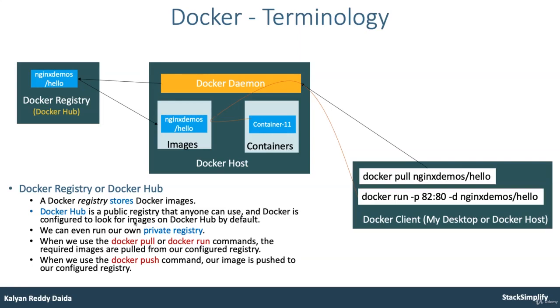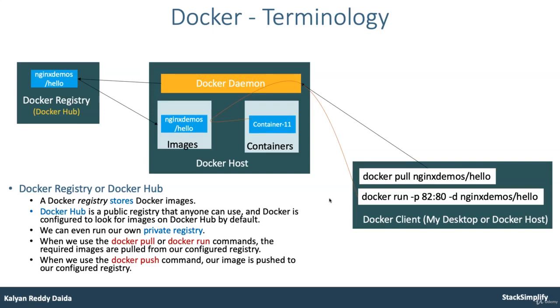When we use the docker pull or docker run commands, the required images are pulled from our configured registry, right? When we use the docker push command, our image is pushed back to the registry. So we are going to see two flows. Based on what we have seen here, we are going to distribute the complete thing into two flows and then implement them in our upcoming lectures.